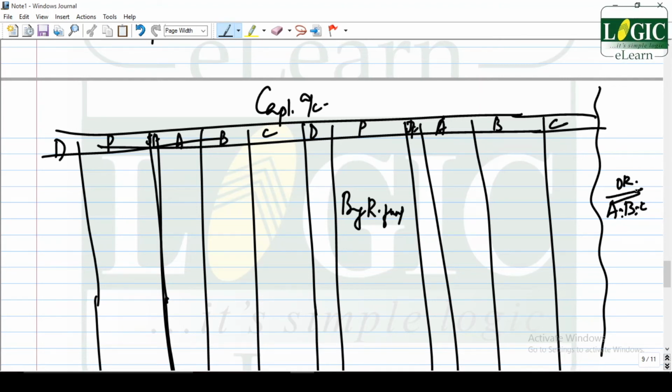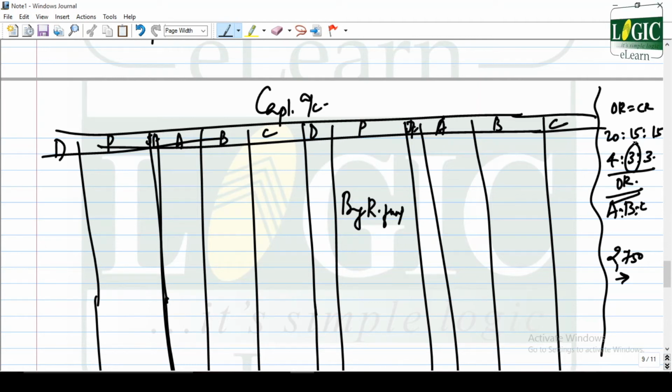Till yesterday the retiring partner was also there. So 2,750 is to be divided in which ratio? They share profits in proportion to their capital. Listen here, the old ratio is the capital ratio, that is 20,000 is to 15,000 is to 15,000. That is their capital ratio, which is 4 is to 3 is to 3. Who is retiring? The middle partner is retiring.